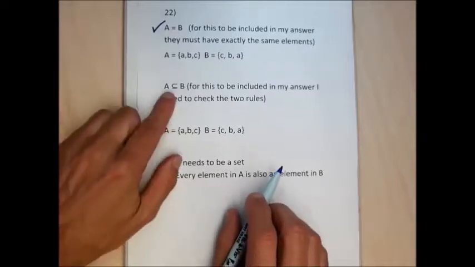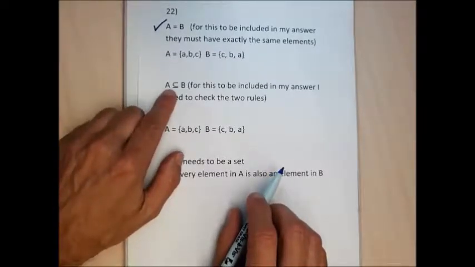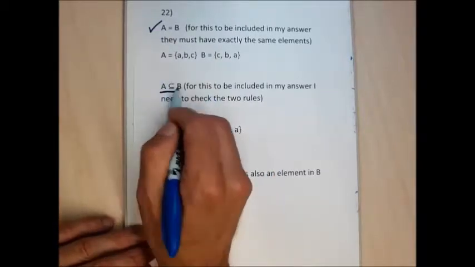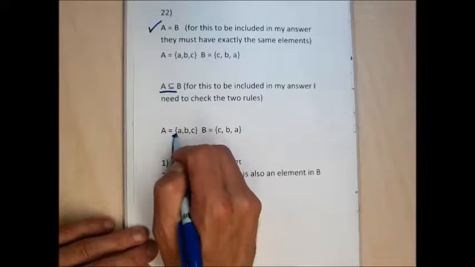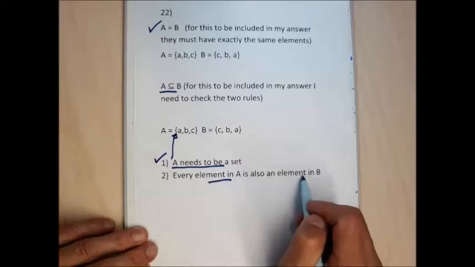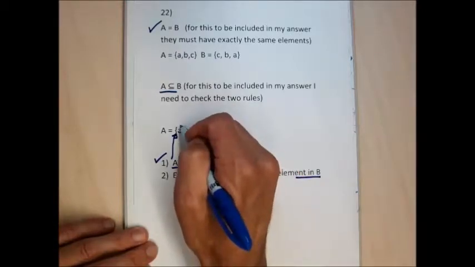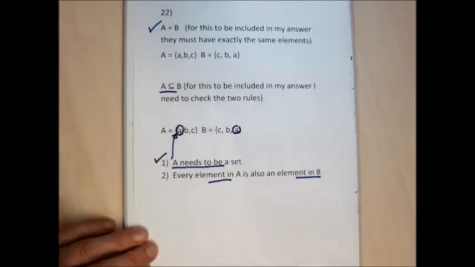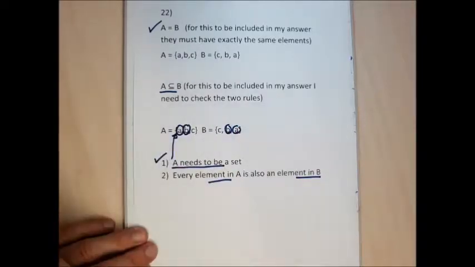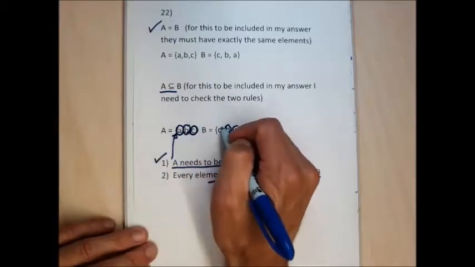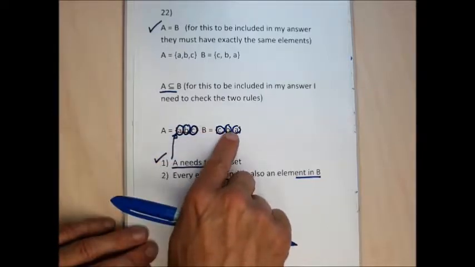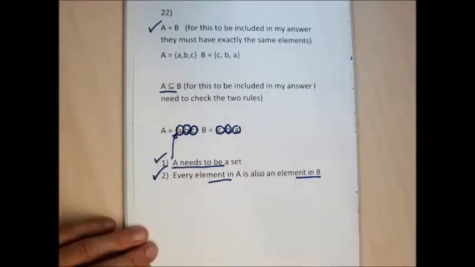The next thing I'm going to check to see is if A is a subset of B. For A to be a subset of B, there's only two rules. The first rule is A needs to be a set. It's in set braces, so it's a set. The second rule is every element in A needs to be in B. Well, let me see. A is in A. It's also in B, so we're good there. The second element of A, B, is also in B, so we're good there. And the last element in A, C, is also in set B, so we're good there. The three elements in A are also in set B, so it satisfies that rule.